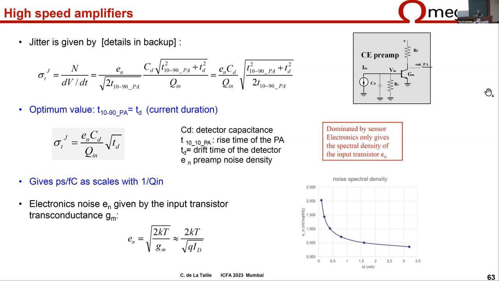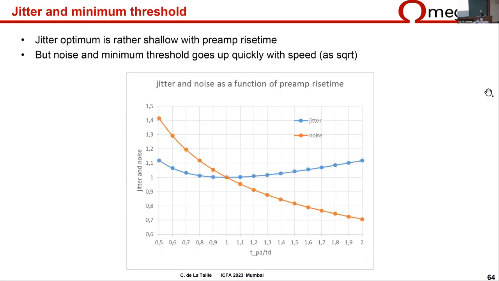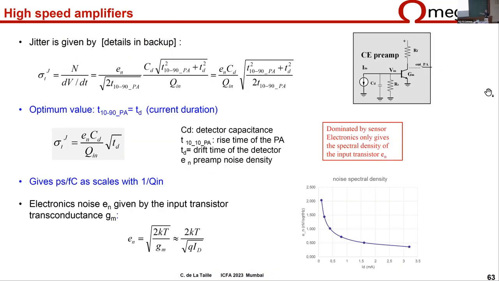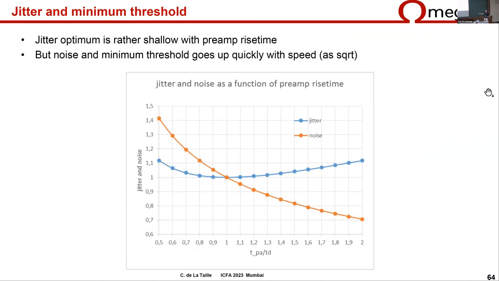And so I will finish by just showing one or two examples. This is the same curve as before. This is this expression here, but now plotted as a function of the ratio of the rise time to the current duration, which would be the speed of your amplifier. So here, your amplifier would be very fast. Here, it would be too slow. Here, it would be at the optimum. The jitter is the blue curve. The orange one is the noise.